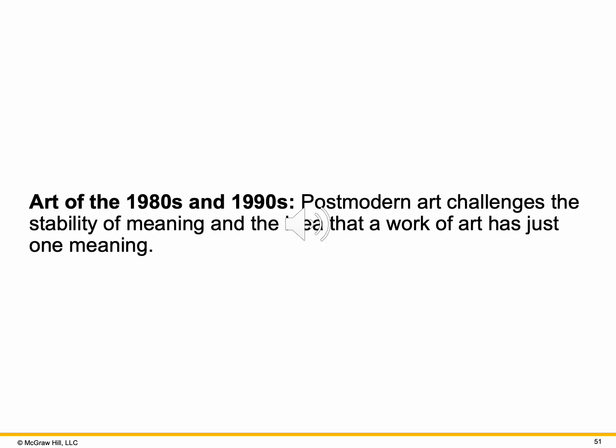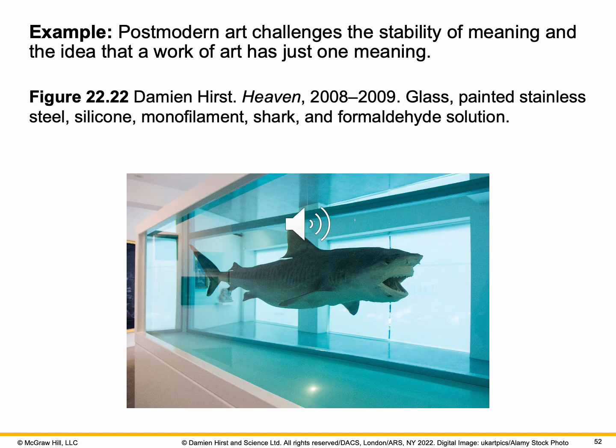Art of the 1980s and 1990s. Postmodern art challenges the stability of meaning and the idea that a work of art has just one meaning. Postmodern ideas about meaning, creativity, and the artist as authority are at play in Damien Hirst's The Physical Impossibility of Death in the Mind of Someone Living.